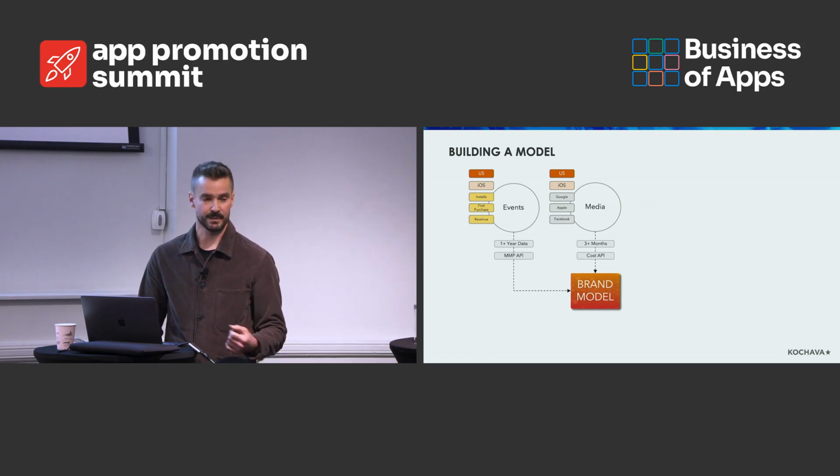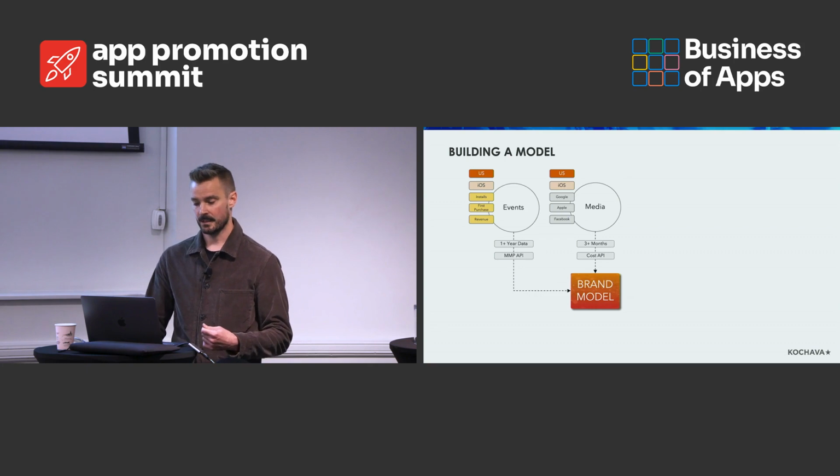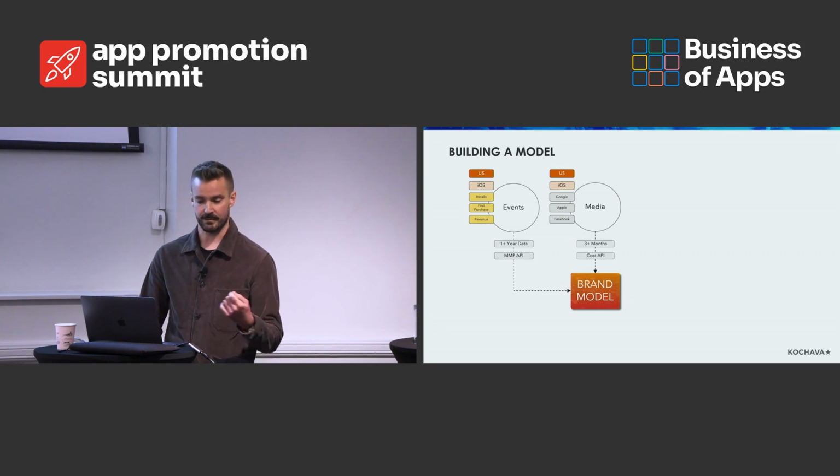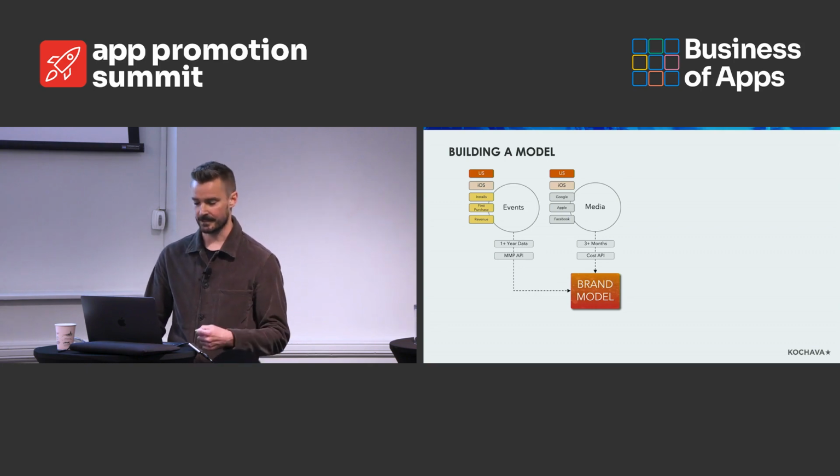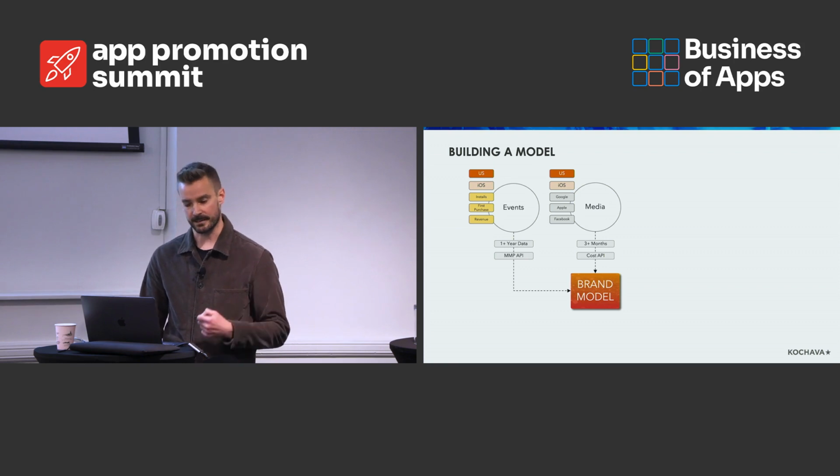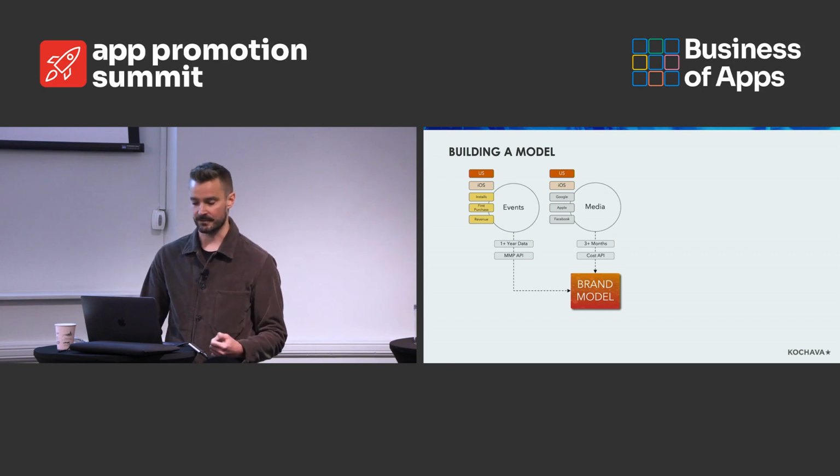How we get this is pretty straightforward. We would connect to various different APIs. Typically, that would be your MMP, your touch attribution supplier, so AppsFlyer, Adjust, Kochava, Singular, and so on. And we would extract that data directly via your advertiser API.